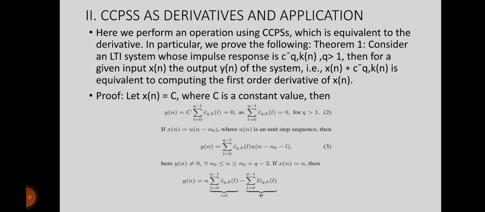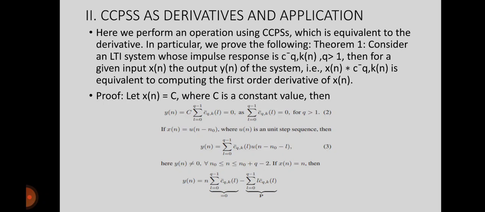So, in the first theorem, consider an LTI system, which is a linear time invariant system, whose impulse response is C bar q,k of n, where q is greater than 1. Then, for a given input x of n and output y of n, here we are giving the input as x of n and taking the output as y of n for a linear time invariant system. So x of n convolved with C bar q,k of n is equivalent to computing the first order derivative of x of n.